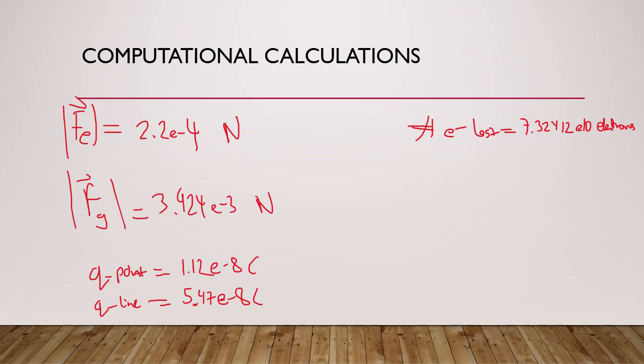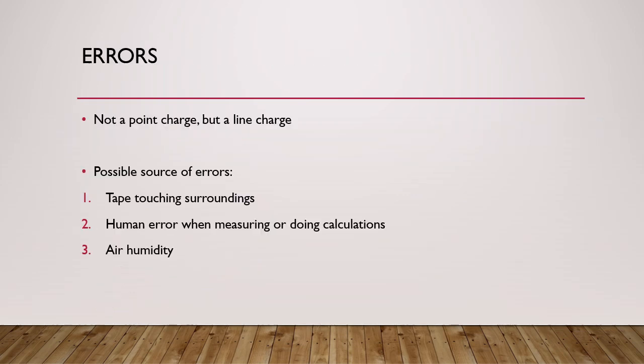This is the charge if it's modeled as a point charge. Here is if it's modeled as a line of charges. Notice that they're different. We're going to talk about that later. And the number of electrons lost is this amount. So pretty similar to my experiment.